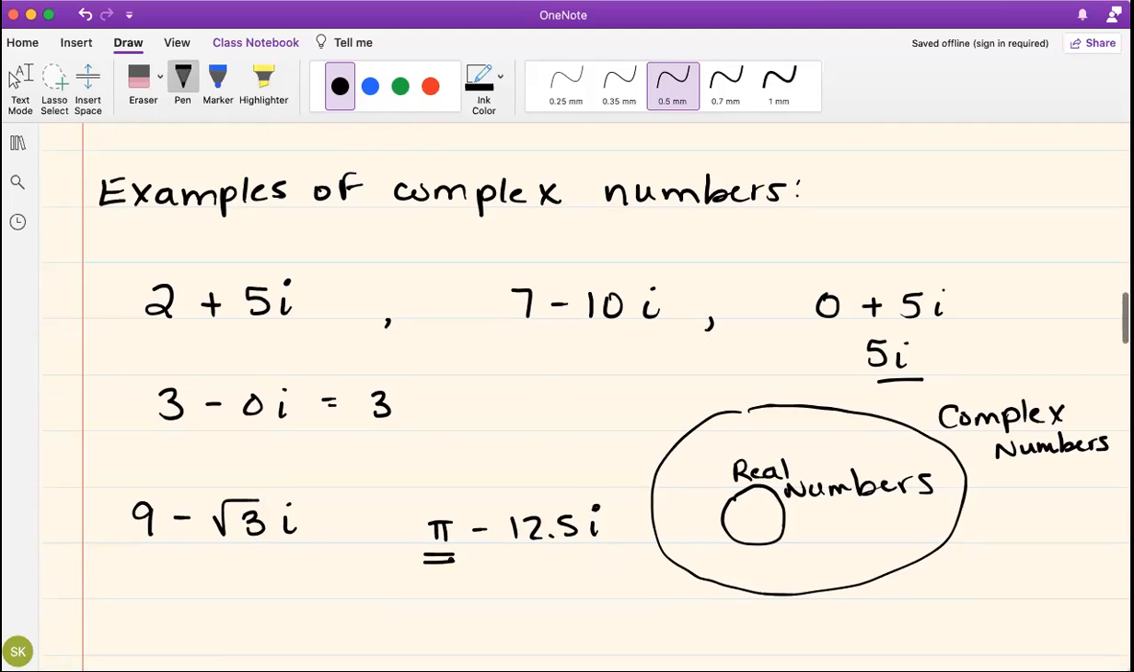And again, this piece right here that does not have the i associated with it is called the real part of the complex number. And then this piece that's attached to the i is called the imaginary part.